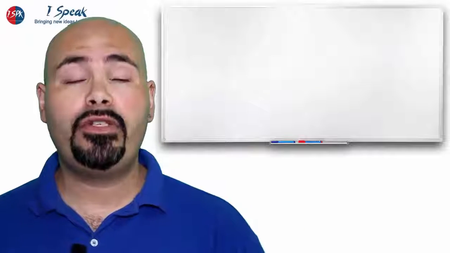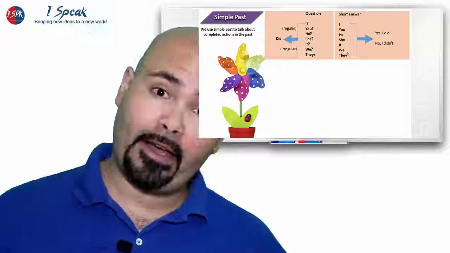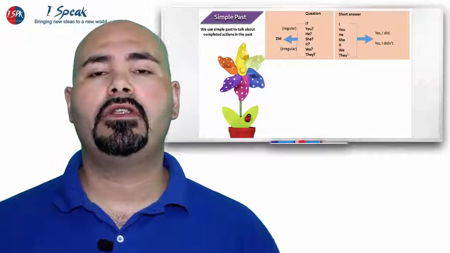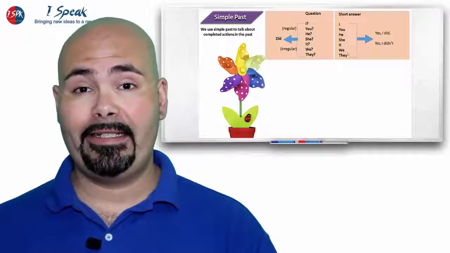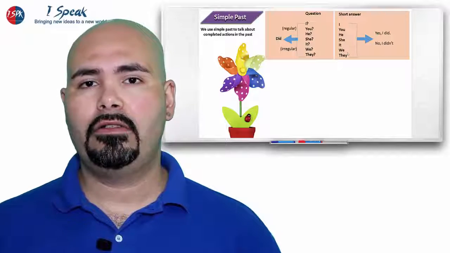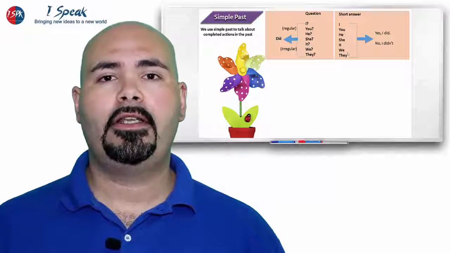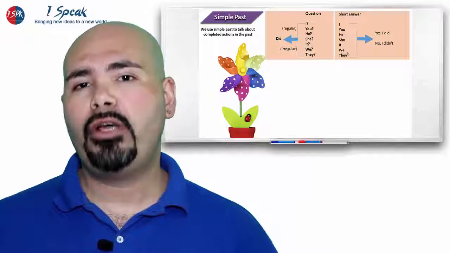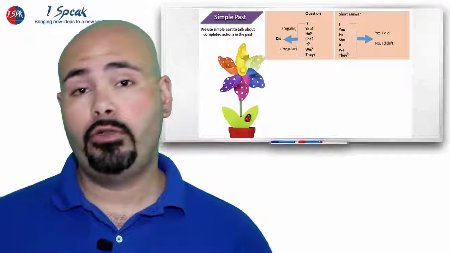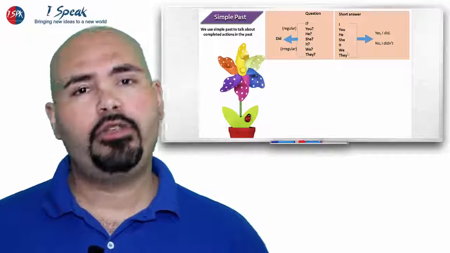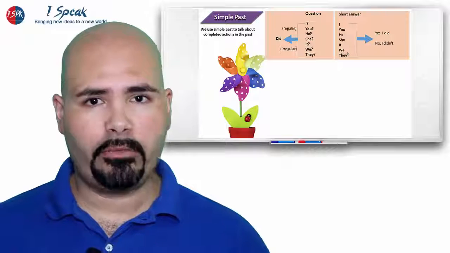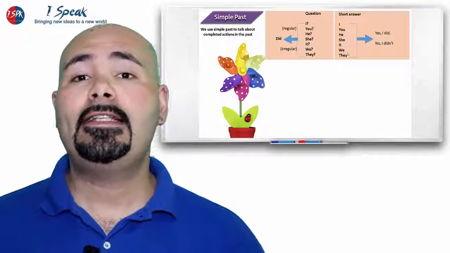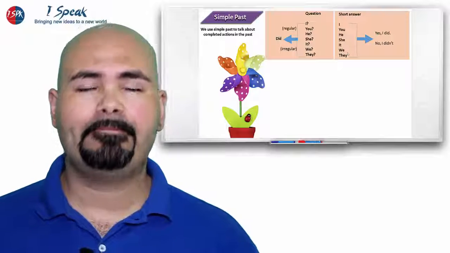And just to finish, as you know, we usually have short answers. To make your short answers, you use the affirmative and the negative. So you say, yes, I did. No, I didn't. So use did and didn't. Of course, for all the other pronouns too. For example, yes, you did. No, you didn't. And you will do the same thing with the other pronouns, right? So this is the simple past.